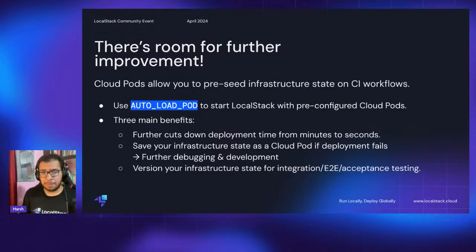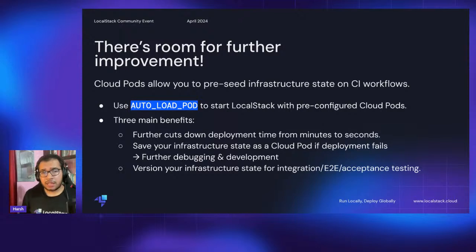Now, it has three main benefits, to be honest. The first one is that it cuts down your deployment time. When I was working with Lukas on the blog, he told me that before it used to take about 1.5 minutes to deploy the whole LocalStack infra on GitHub Actions. But with cloud pods, that is cut down to just 10 seconds. That's magical. That's fascinating. Your whole infrastructure state can be loaded, shared, and injected anywhere at will, anywhere LocalStack can run.